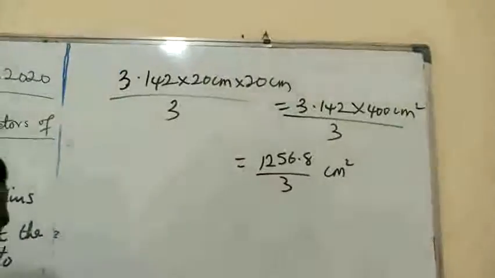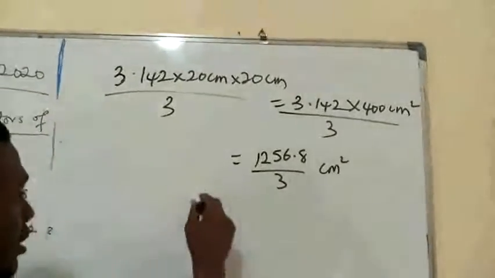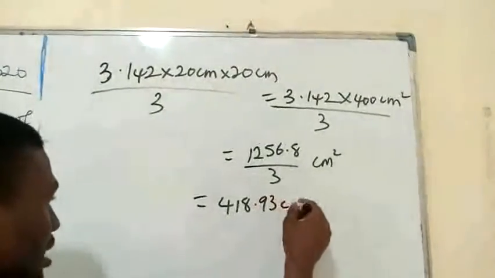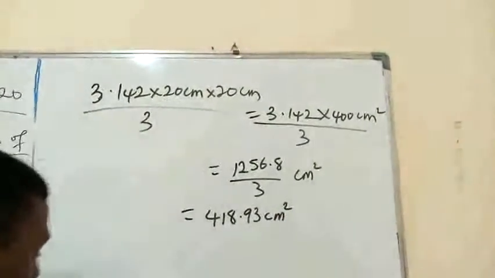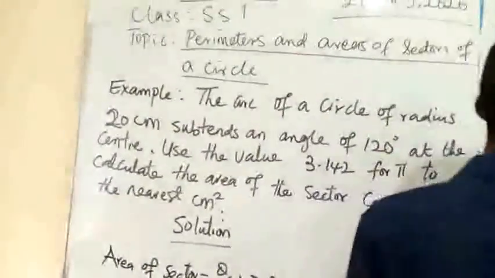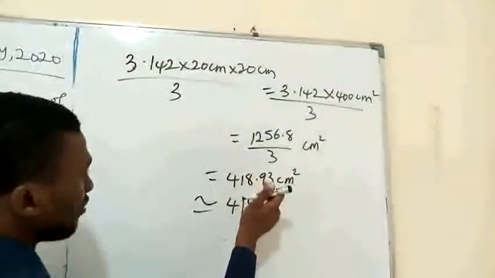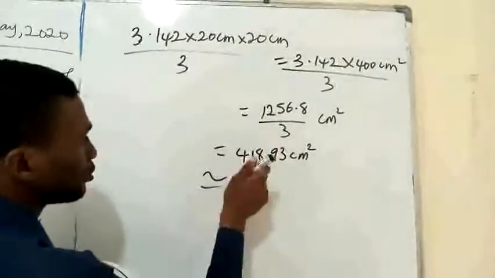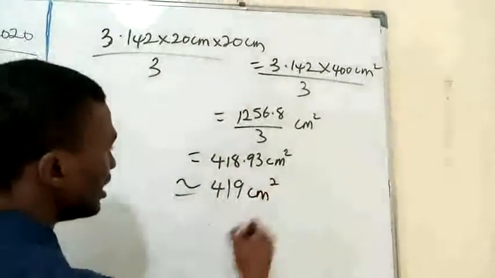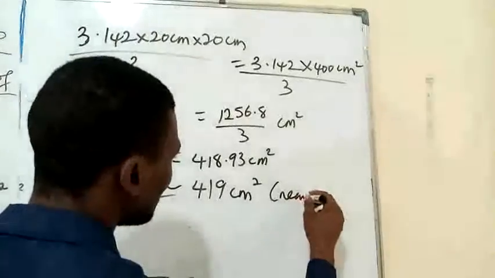If we use our calculator to divide that, we get 418.93 cm square. But the question says to the nearest centimeter square, meaning to the nearest whole number. After our point we have 9, which is more than 5, so we round up. 418 becomes 419. So we have 419 cm square to the nearest cm square.